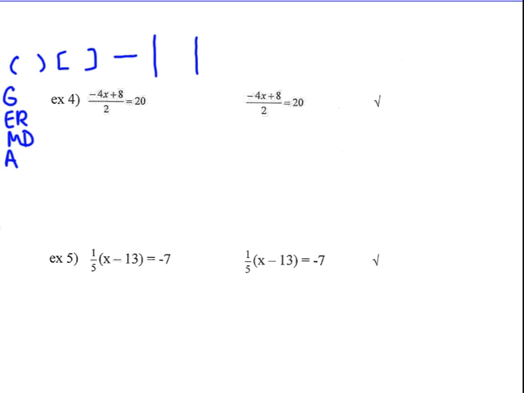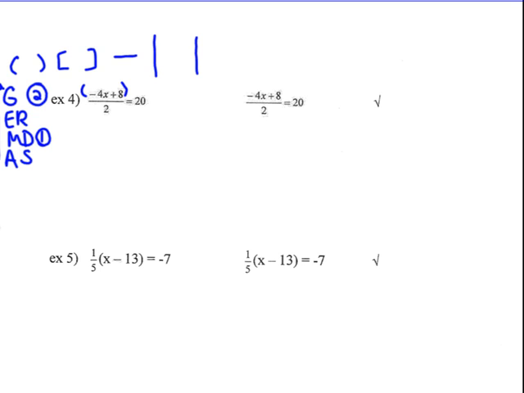Grouping symbols, exponents and roots, multiplying, dividing, adding, and subtracting. Well, I have division here. If I'm going to do this in the reverse order, I can't undo that subtracting 8 first, because that 8's being divided by 2, and that's a grouping symbol with division. So I'm going to undo that division first, and last undo that grouping symbol.